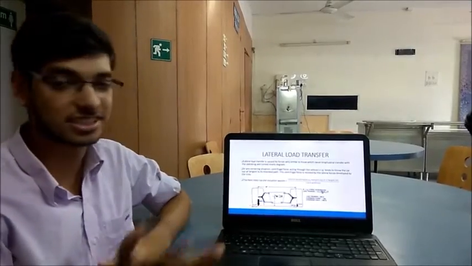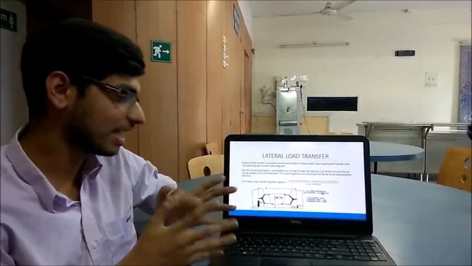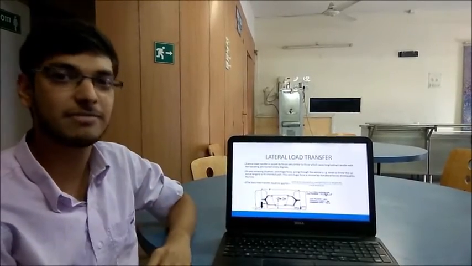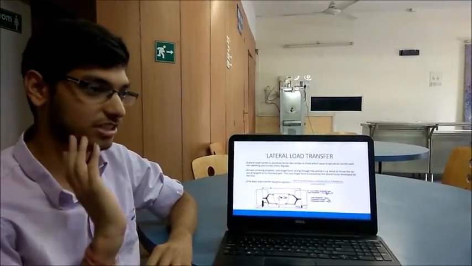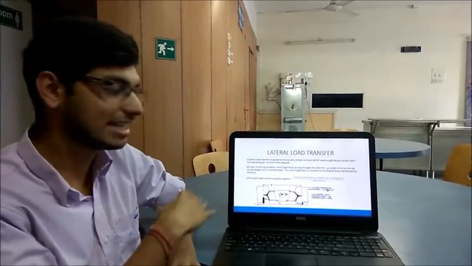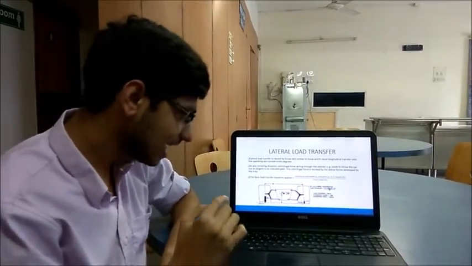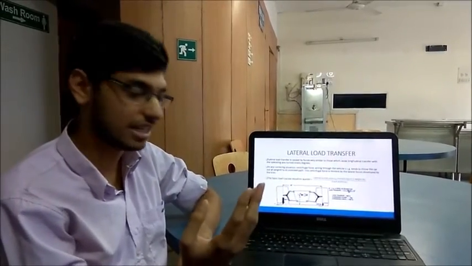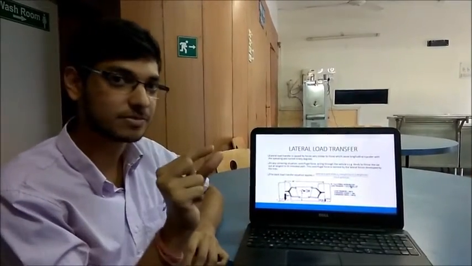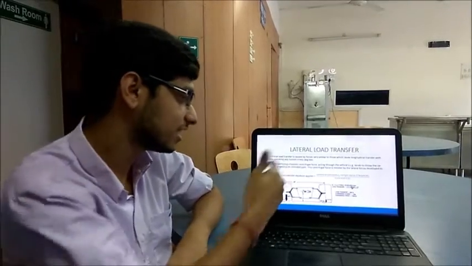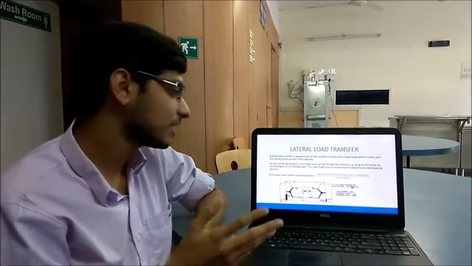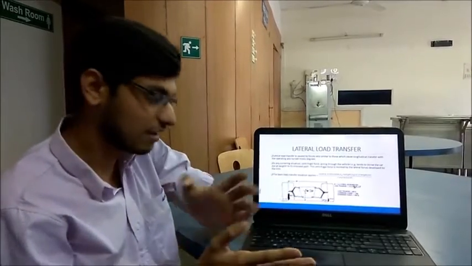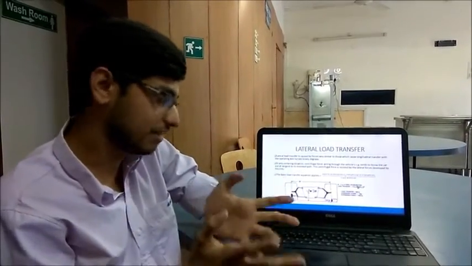So lateral load transfer is the same as longitudinal load transfer, except the axis is shifted by 90 degrees. So longitudinal is basically pitch, whereas lateral is roll. So in lateral as well, like in longitudinal, there's a centrifugal force. There's a moment acting at the CG. So basically this moment acts due to the centrifugal force. When you're cornering, there's a centrifugal force acting through the CG, which tends to throw the vehicle away from the turn.